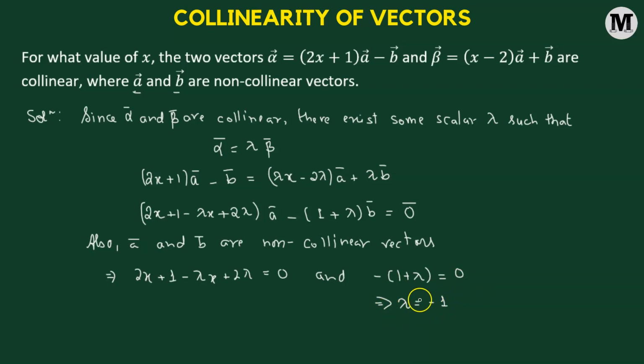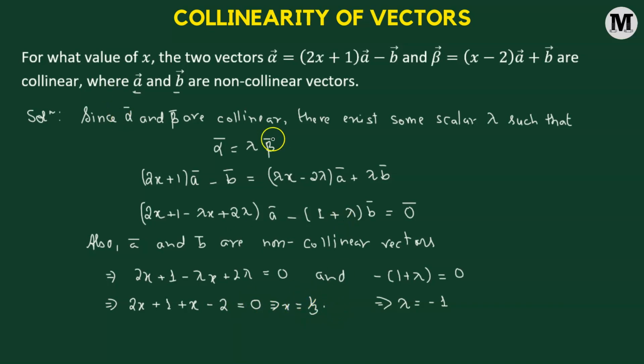So now that we have the value of lambda, we'll substitute back into the first equation to solve for x. So we have 2 times x added to 1. Now negative lambda will become positive, so we have positive x, and then we have 2 times lambda, so that becomes negative 2, equal to 0. So solving for x, x comes out to be equal to 1/3.